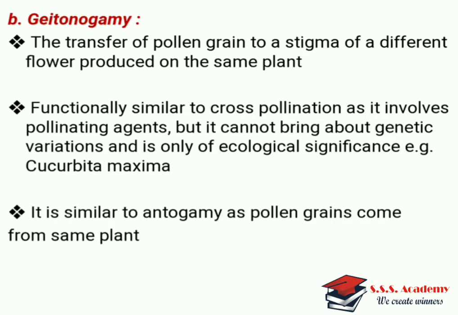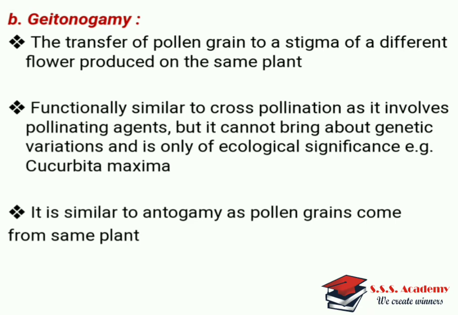Then next type, that is geitonogamy, the transfer of pollen grain to the stigma of a different flower produced on the same plant. तो एक तो plant same रहेगा लेकिन two different flowers will be there. So transfer of pollen grains to the stigma of a different flower is produced on the same plant.